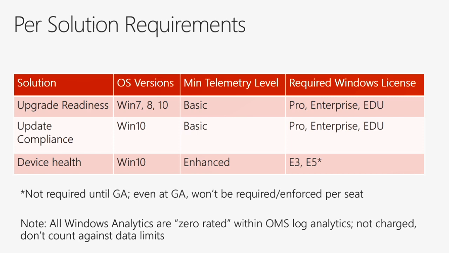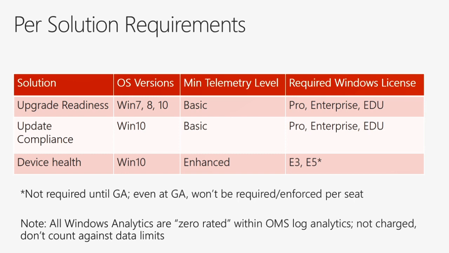So per solution requirements, upgrade readiness, that's the one that goes down level. So that's the one we recommend everybody start with because most of you are on Windows 7 today. It only requires basic telemetry, and licensing-wise, this is the best news, it doesn't cost anything. You deploy your OMS workspace, and then Windows Analytics is zero rated within that, so it doesn't cost you anything extra. You can use it on all your devices.